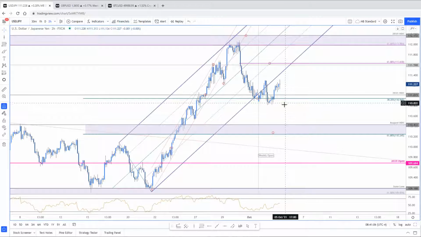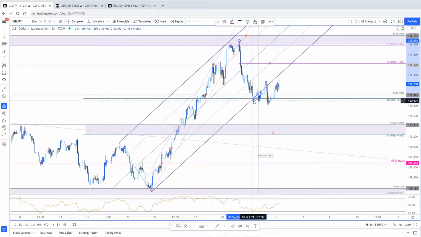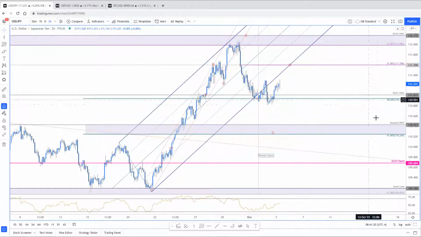Now it's only Tuesday, but we've already made a test of the low, a high, and we've tested the high again. So we'll see how this pans out. This 618, by the way, needs a little stretch down to that new low. Resistance, 111.60 again. But I want to see how this resolves.